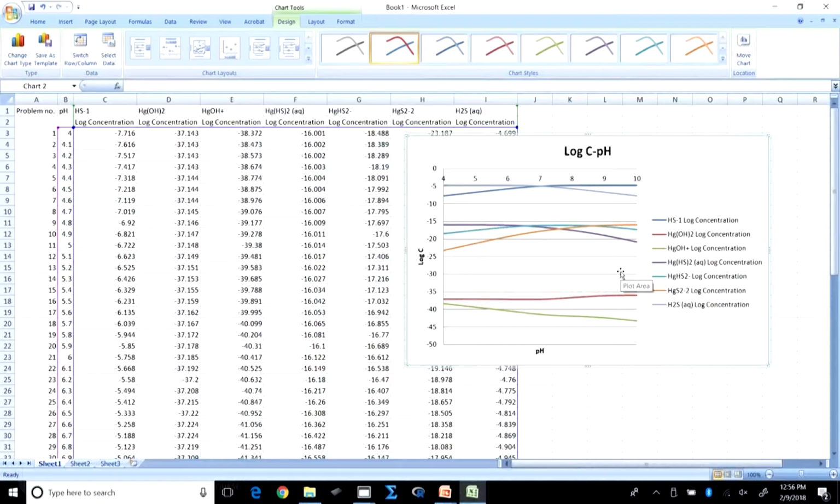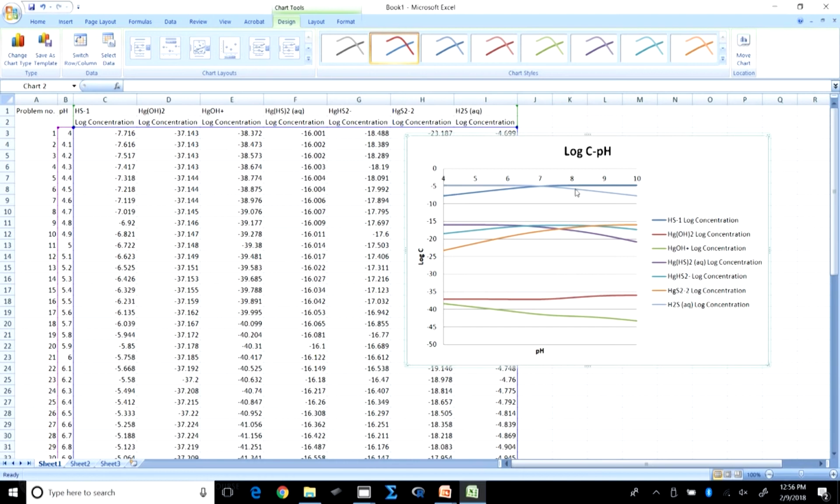Here, as you see, we have two species that are predominant. What are they? They are HS minus and H2S. They correspond to these two particular graphs here, over the range of 4 to 10. Obviously, as we keep increasing the pH, we know that the protonated form of the acid is going to decrease in concentration.